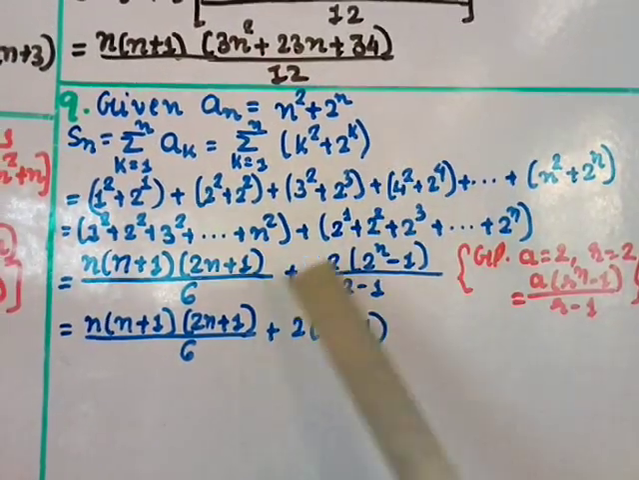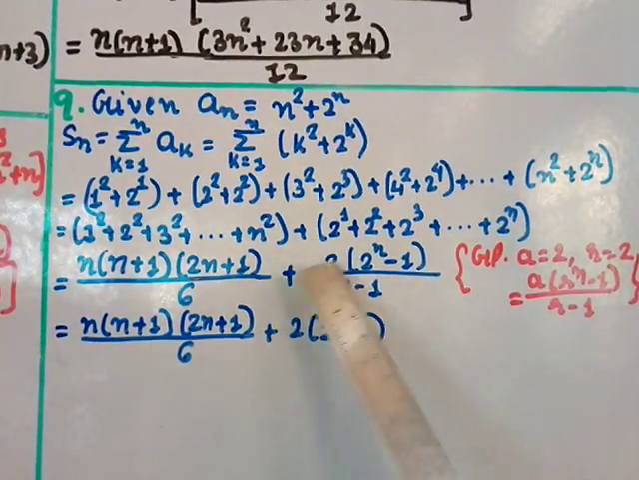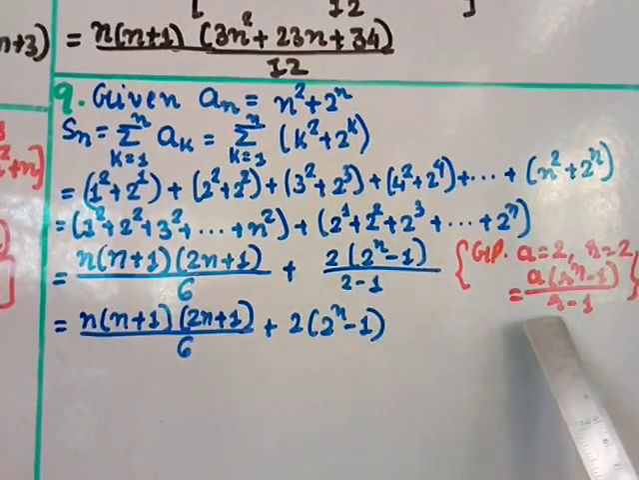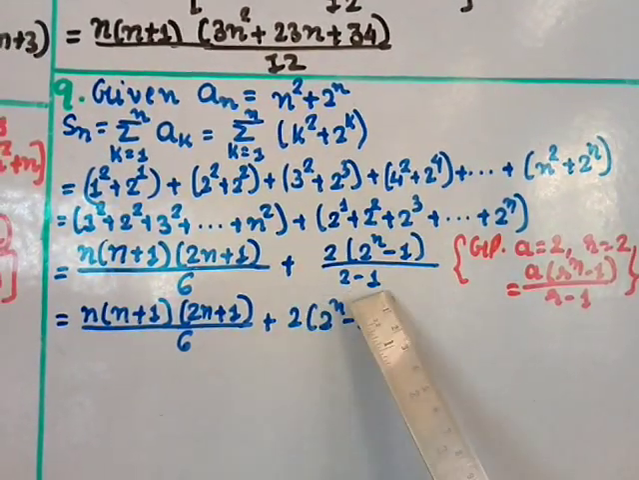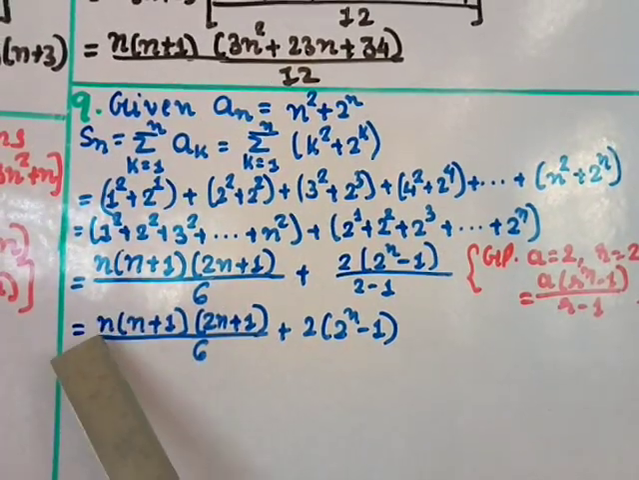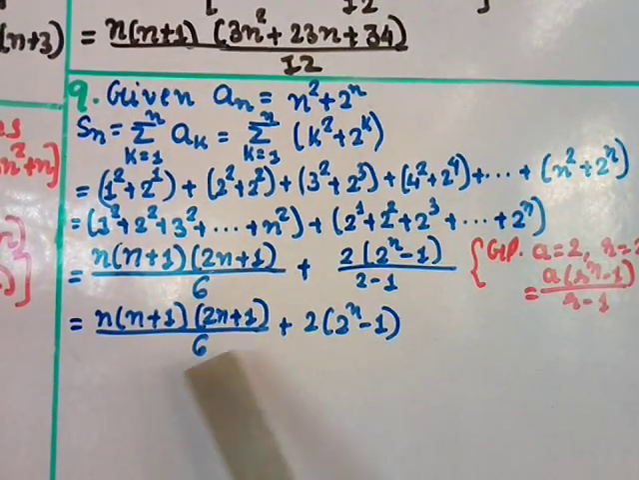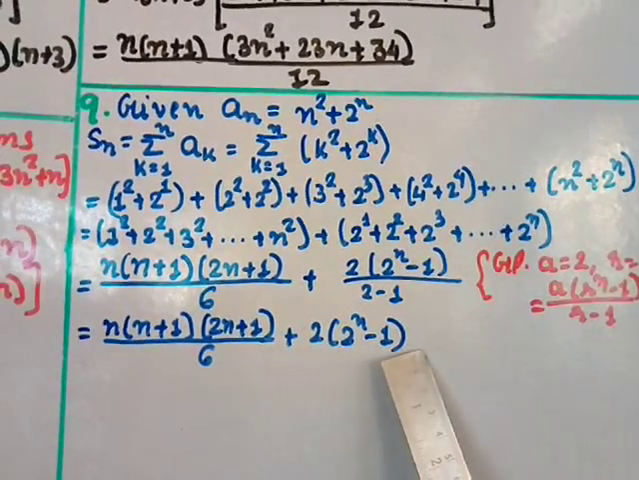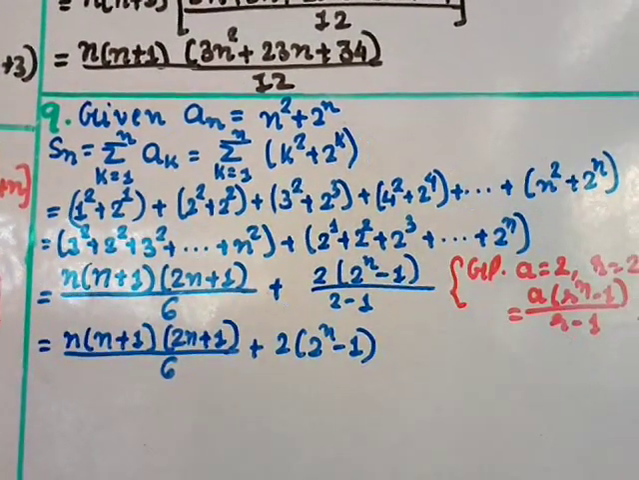So let us place here. So here a is 2, so 2 into r power n, so r also is 2, so 2 power n minus 1, divided by r minus 1, that is 2 minus 1. So here this is as it is, n into n plus 1 into 2n plus 1 by 6, plus 2 into 2 power n minus 1, and 2 minus 1 is 1, which no need to write. So that is the solution for question number 9.